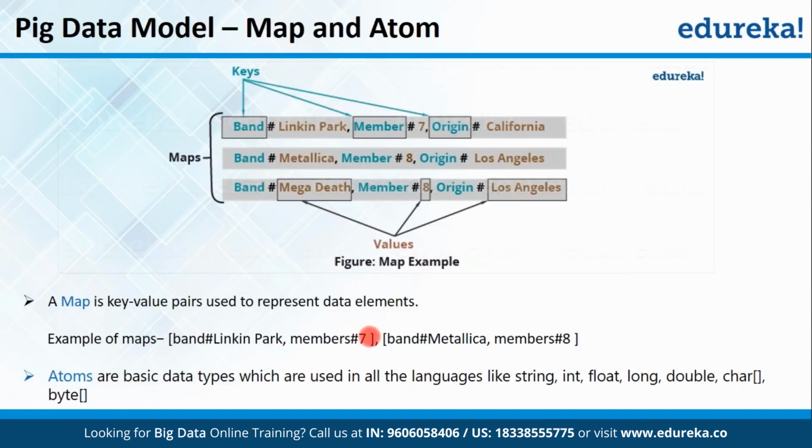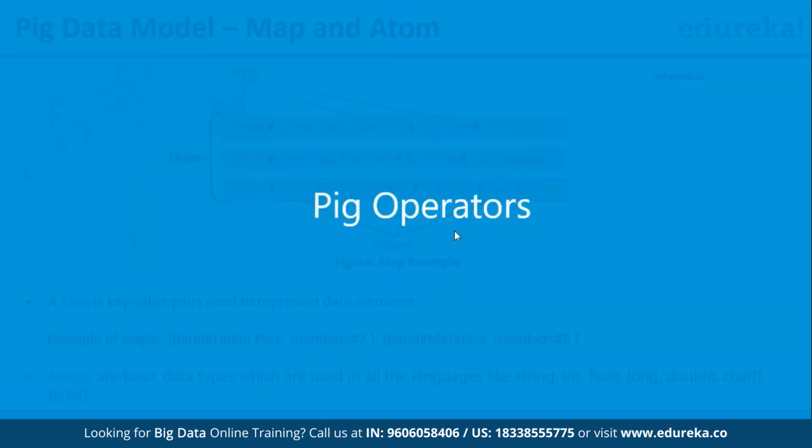Atom is nothing but the basic data types that are there in most of the languages like int, float, long, tuple, char. Okay, so these are called atoms in Pig. There is nothing much to understand in atoms, and it's time we move on to the next slide and we look at some Pig operators.